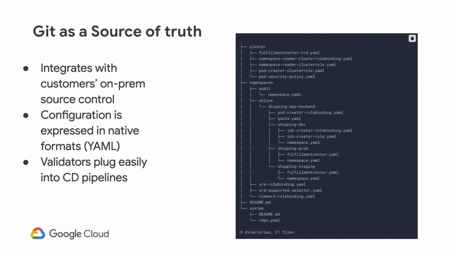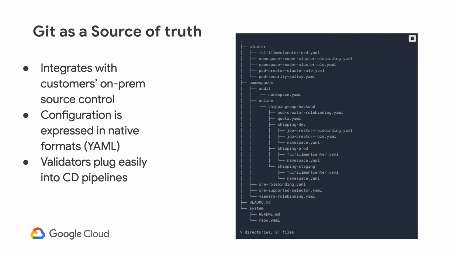So in the diagram here, you can see a hierarchical representation of configurations that belong to either a cluster, a namespace, or the entire system. For example, if you have a configuration that is relevant only to a particular namespace, then it will find itself under the namespace folder. On the other hand, if you were to create a cluster-wide role, then the configuration will find itself under the cluster folder.